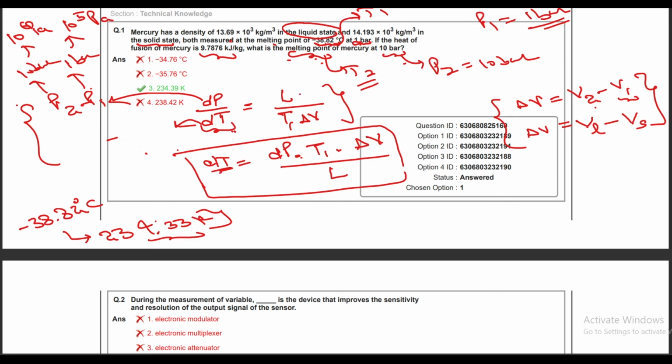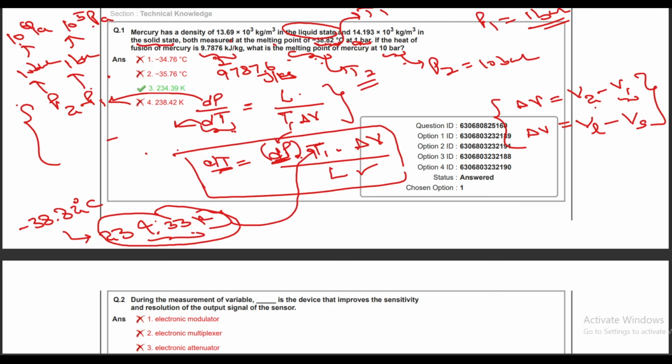L is the latent heat of fusion, and they are giving latent heat of fusion as 9.7 kilojoule per kg. So first of all convert kilojoule to joule. After that you will get this value as 9787.6 joule per kg, and this is your latent heat. L value you can put it here. dP, that is P2 minus P1, 10 raised to power 6 minus 10 raised to power 5. In that case you will find the dP value, put that value here. T1 temperature is minus 38.82 degrees Celsius, and after converting that into Kelvin, this is the T1 value, 234.33 Kelvin. Put it here, and now we will find volume.